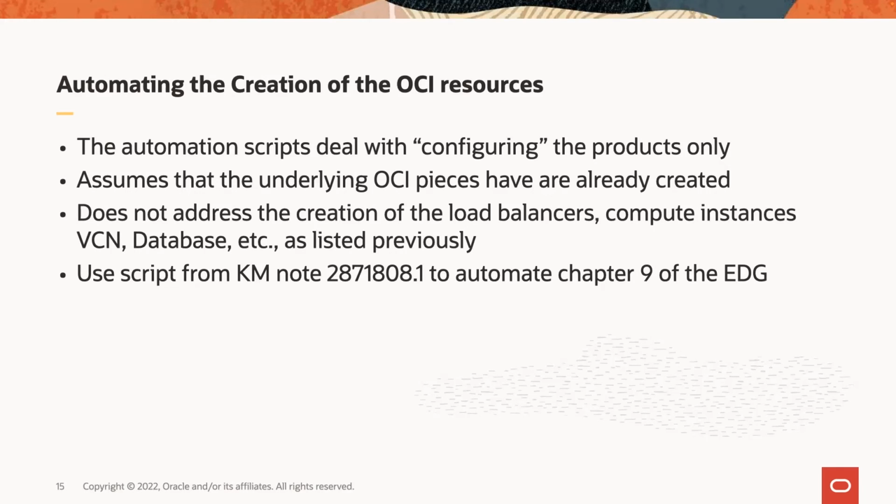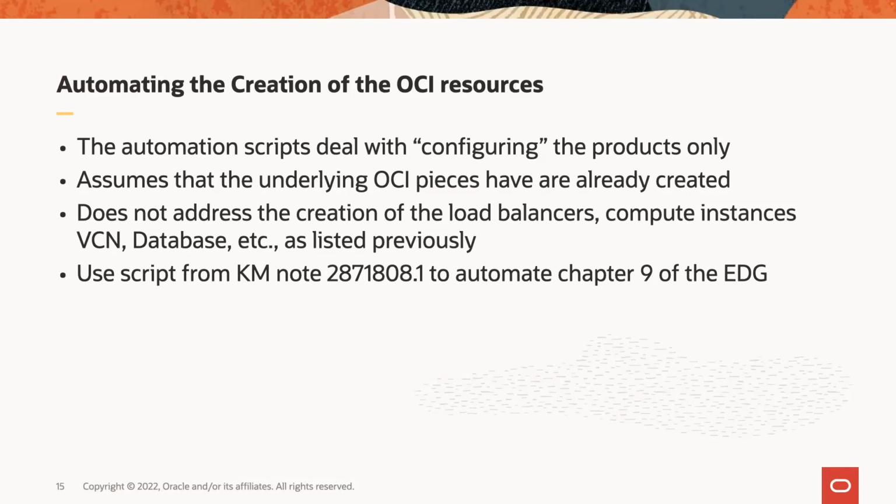All these are documented in Chapter 9 of the EDG, along with the commands needed to create these resources. Again, these are time-consuming to create and prone to errors if done manually. IAM support has created a bash script that will automate the creation of the underlying infrastructure pieces. This bash script uses the OCI command line tools to create these components without the need for any user interaction.